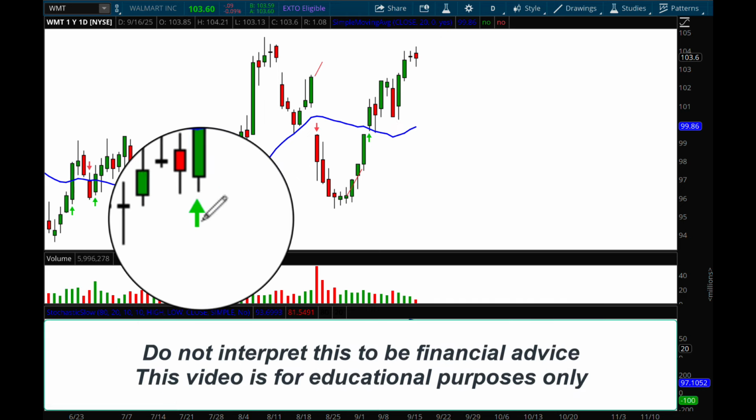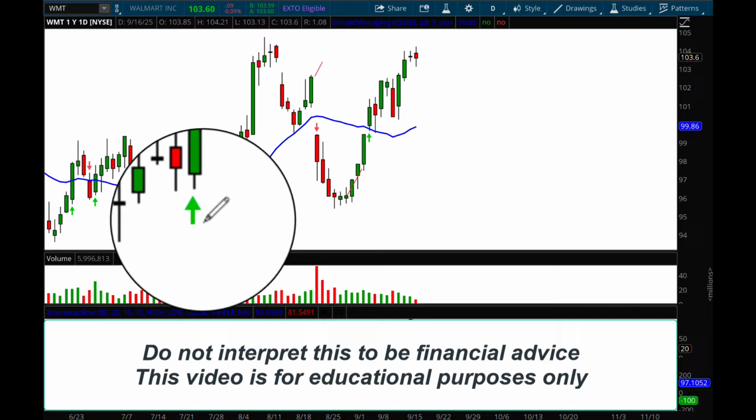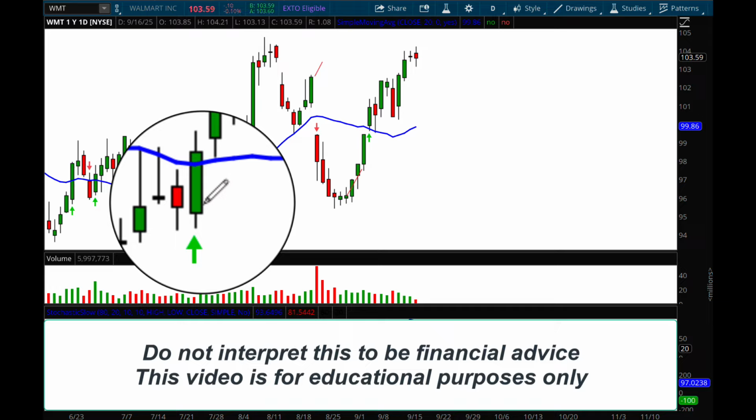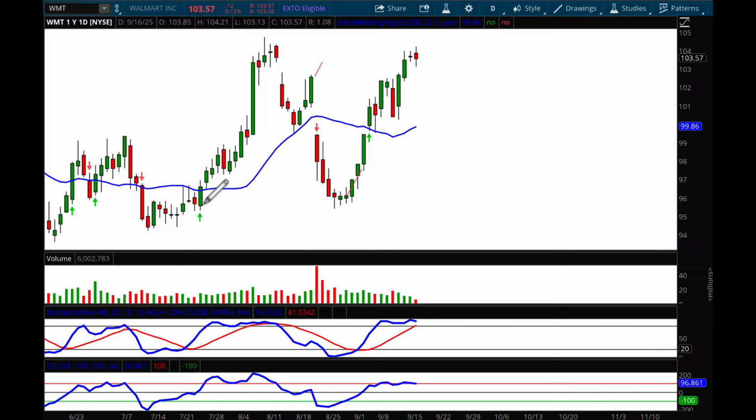Back here you can see is another example where the green arrow shows up on this green candle. Interestingly enough, that's a bullish engulfing candle. Go back and listen to some of the other Technical Tuesday videos where I talk about engulfing candles and haramis. And so there is a bullish candle. And what happened thereafter? The stock went from about 97 all the way up to close to 105 in a very short period of time.